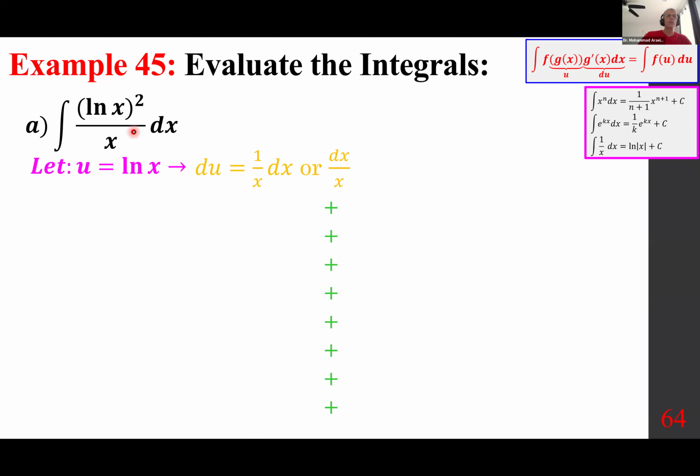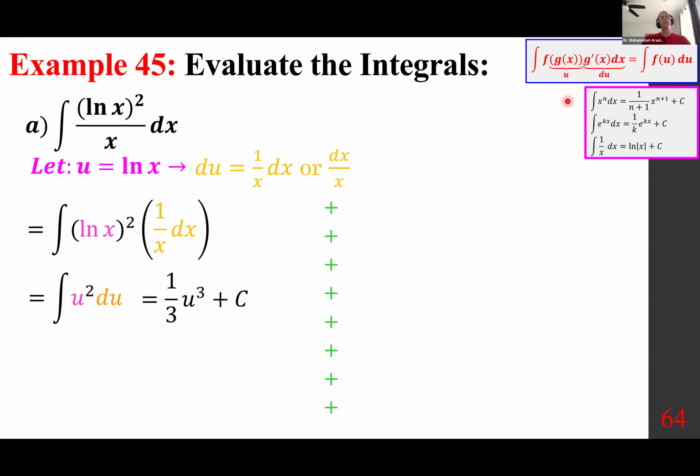It's good practice to rewrite this in a format that makes it clear what we are dealing with. So I'm going to write this as ln x to the second power, and then 1 over x dx. This is u squared. This is du, and therefore we are going to use the power rule on that: 1/3 u cubed plus a constant. Replace the u with ln x, and you're done. Bear in mind, this means ln x times itself 3 times, which is different than ln of x cubed.